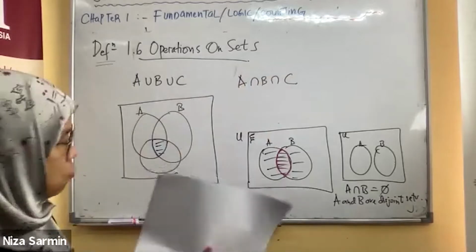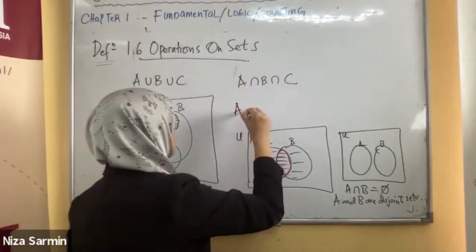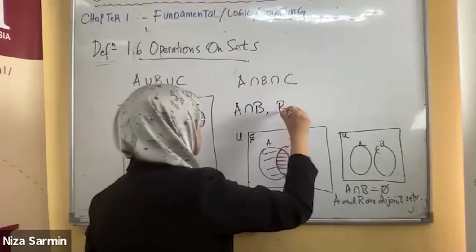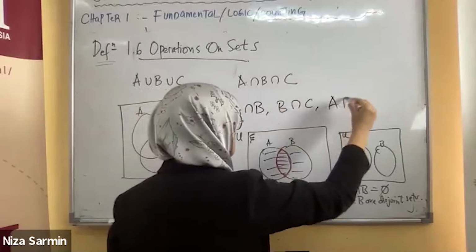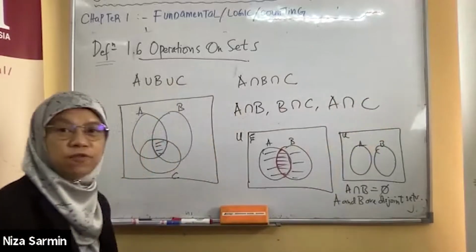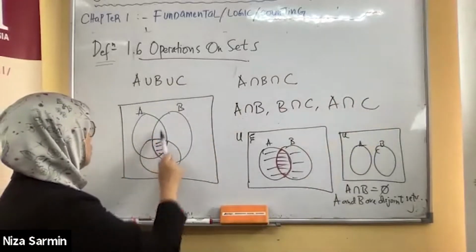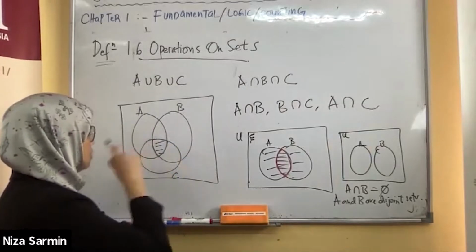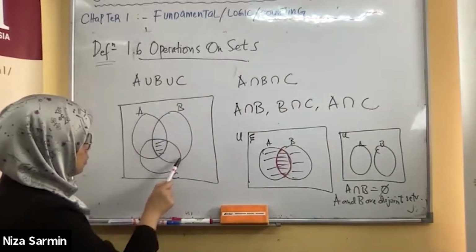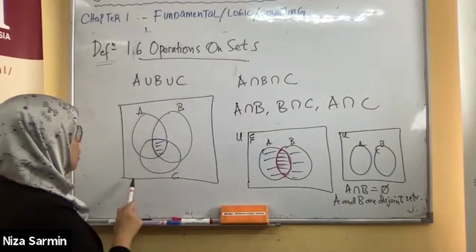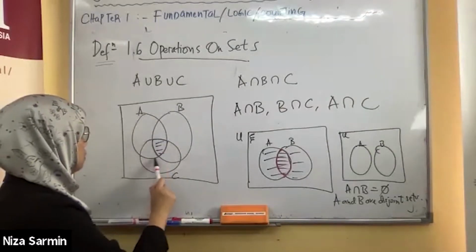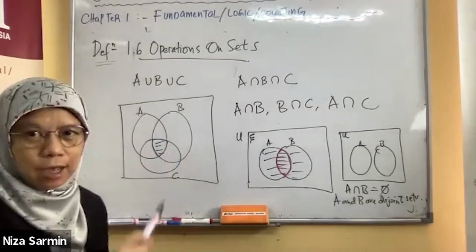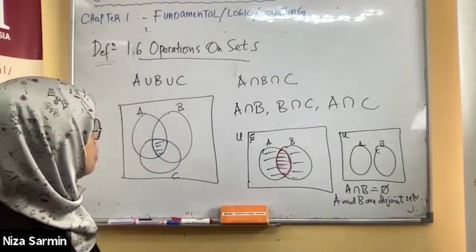But if you want to write A intersect B or B intersect C or A intersect C, this is different. A intersect B will be this whole thing. B intersect C will be this. And A intersect C will be that, like the big intersection.